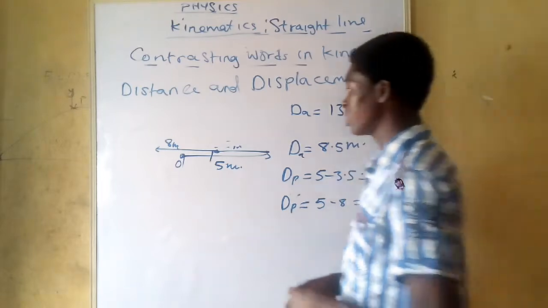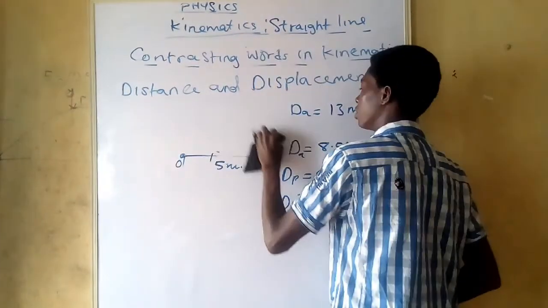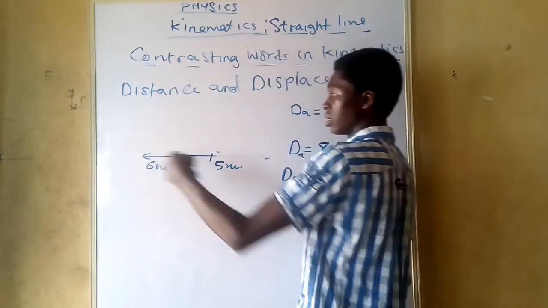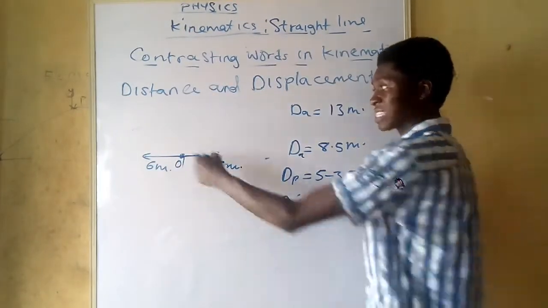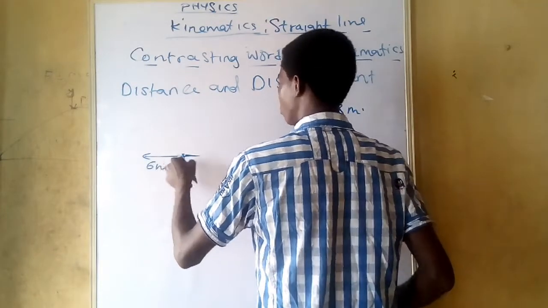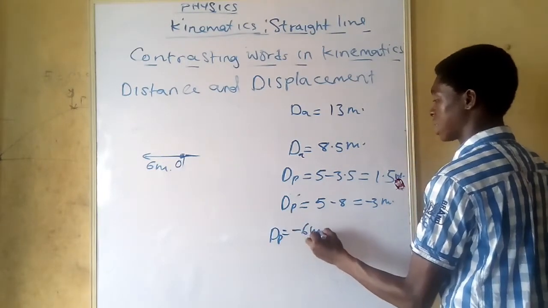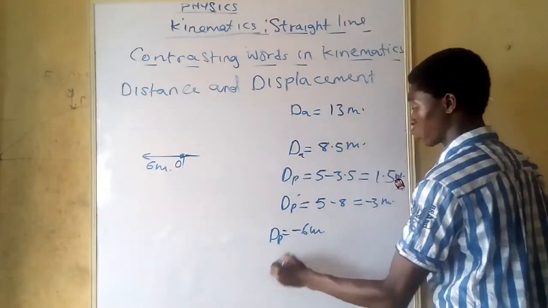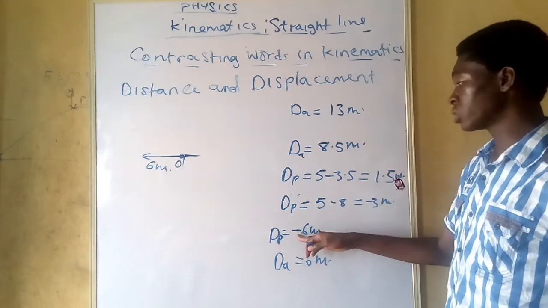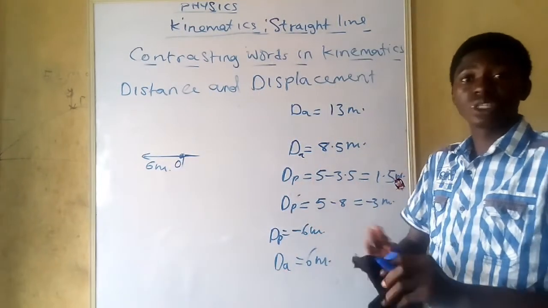So even if, for instance, we are still taking this to be our origin, and then I move 6 meters to the left, what is the displacement? I'm not starting from here at this time. Now this is my positive side, this is my negative side. Now I move 6 meters to the left, my displacement dP is minus 6 meters. But my distance dA is exactly 6 meters. So displacement will tell you the direction that I move in, in the negative x direction. But distance just tells you the magnitude.